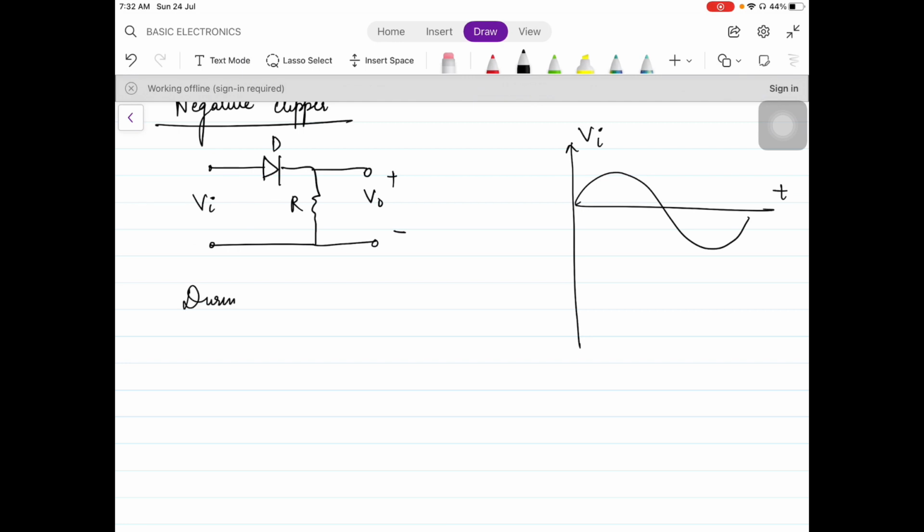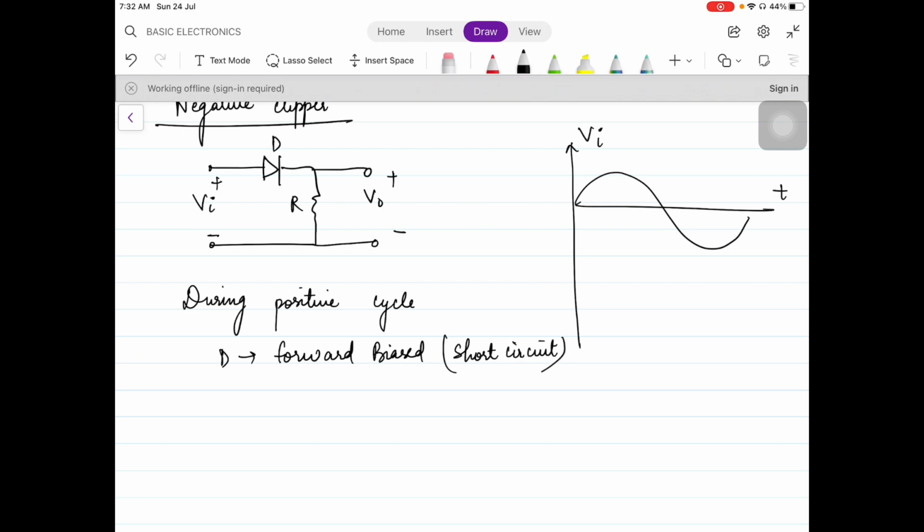So first step was, during positive cycle, put the signs. Diode is forward biased. That means short circuit. When it is short circuit, the current will flow. Now our eyes should be on V0. V0 is across R. When the current is flowing in R, we will be getting some V0. You can apply KVL, just that the voltage across R is V0. Instead of writing IR, you have to write V0, then only you will be able to calculate it. So when you apply KVL, V0 will be equal to Vi.